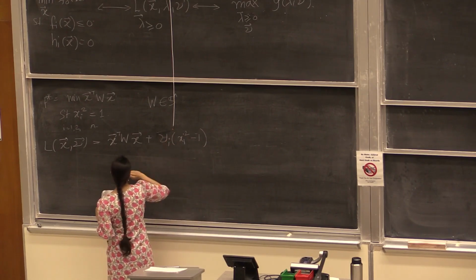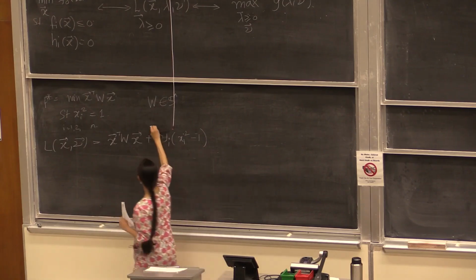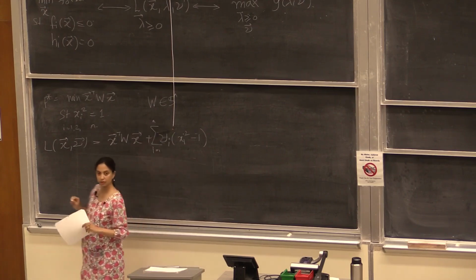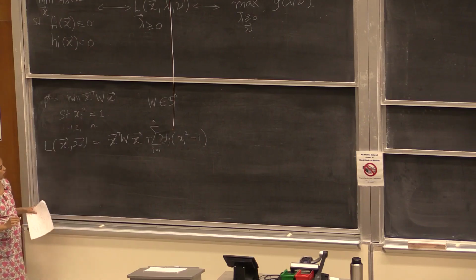Yeah, no. And is this all I need to write? No. What do I need? To write a sum, i going from 1 to n, right? I'm just rewriting this constraint to be equal to 0. Okay.